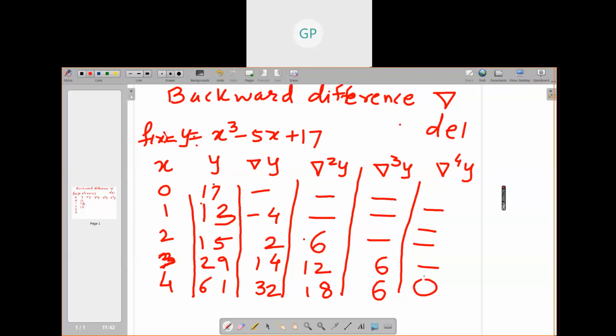So what did you observe here again? What is the degree of the polynomial? 3. And third order differences have become what? Constant. Third order differences have become constant, right? And fourth order differences have become 0.